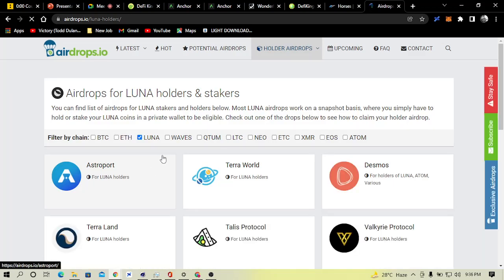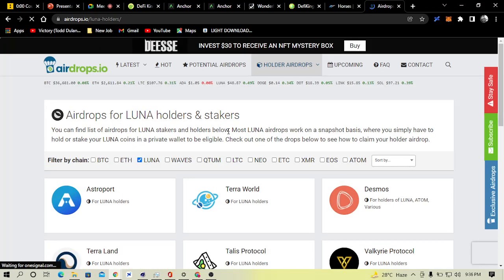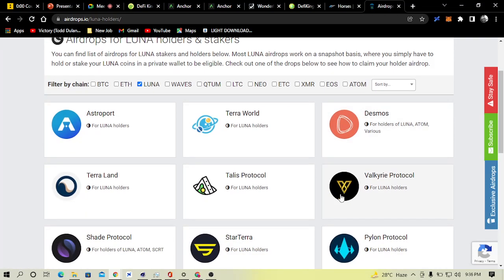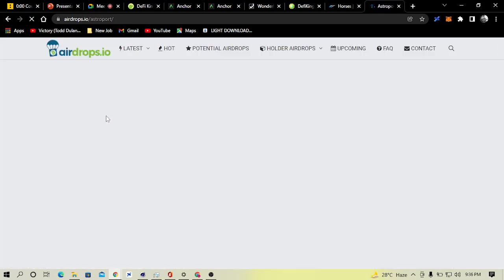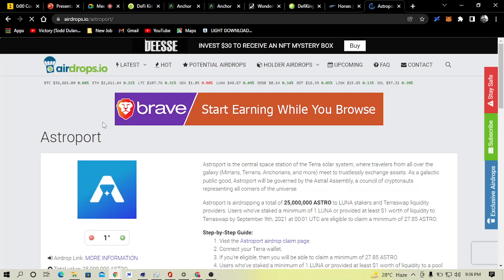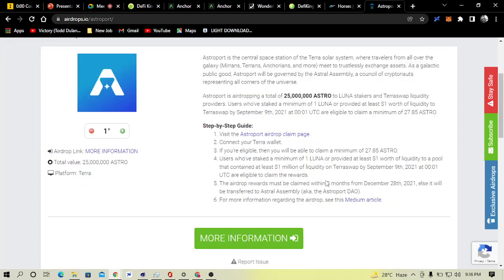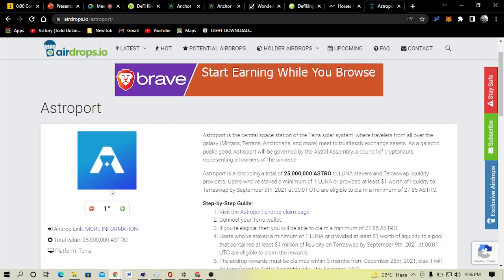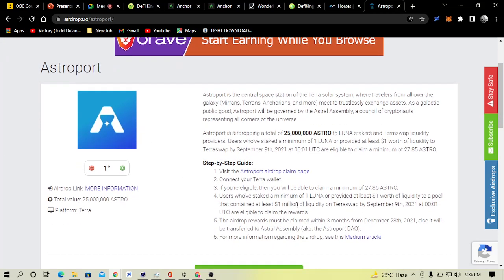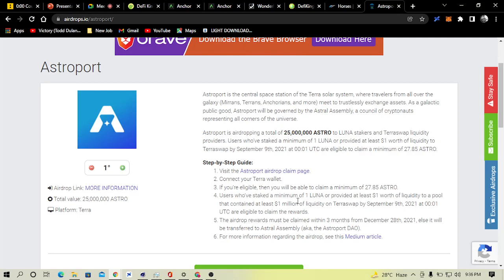So it means those who are holding Luna, the airdrops they are eligible for. You can come here and say, oh, if I'm holding Luna, I'm eligible for these airdrops. So let me just click on this now. Astroport. This one already happened. And I have a friend who got $1,000 worth of airdrop from this particular coin. What did he do? He was staking Luna. But at the time he was staking Luna, I was not, so I missed out on this airdrop, which is fine. I know more is coming.